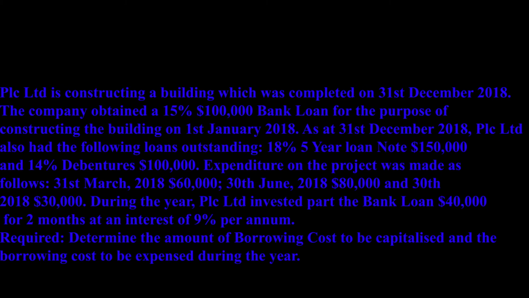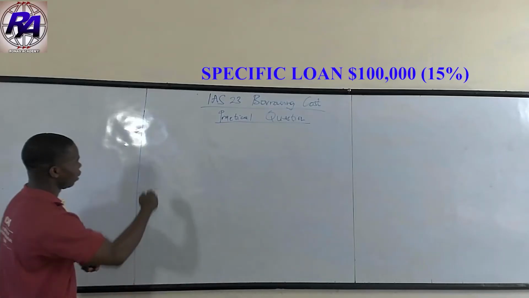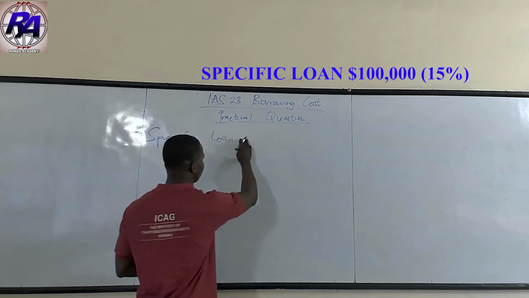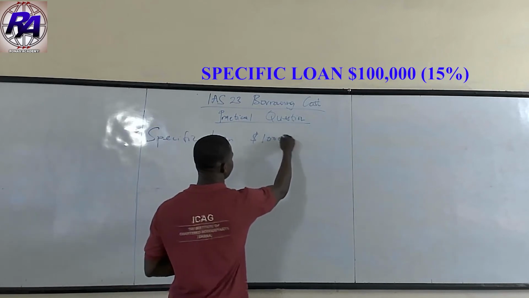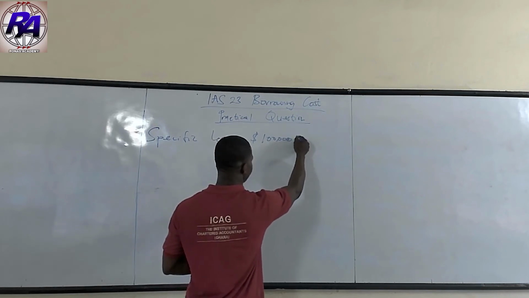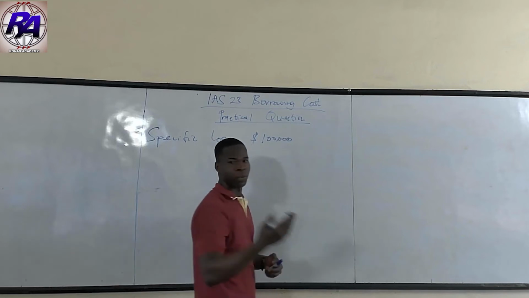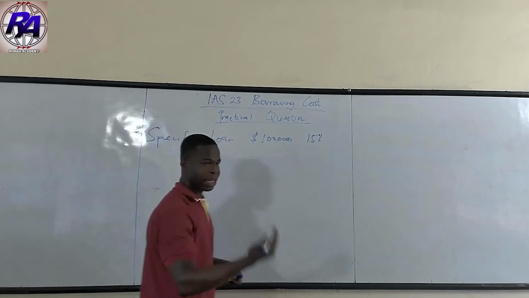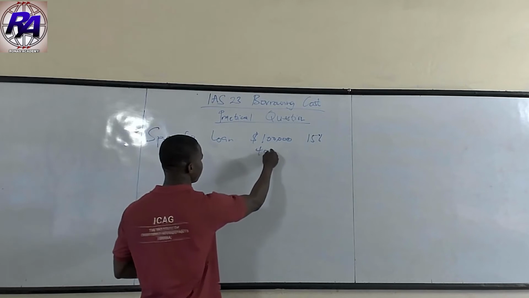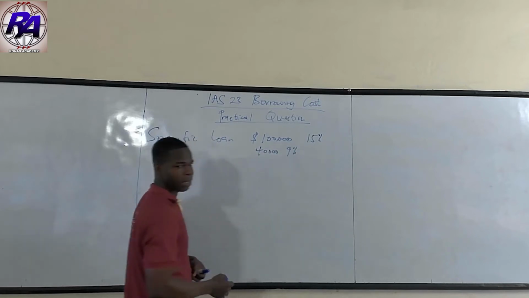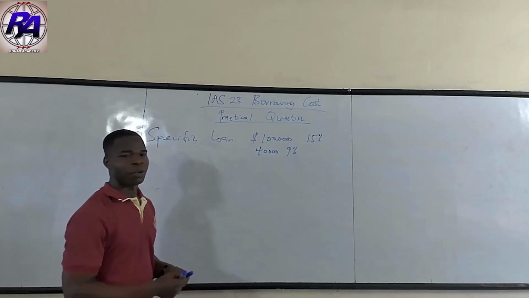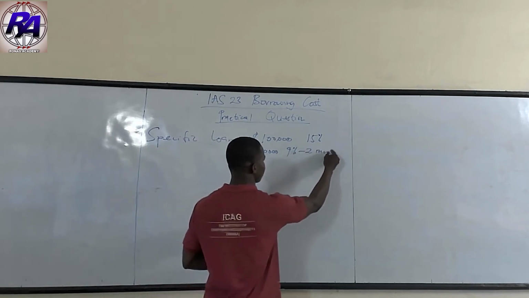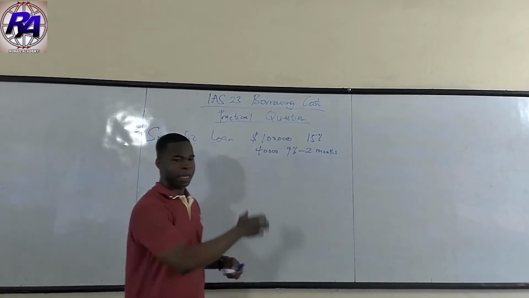Remember that the specific loan was obtained, so we first deal with the specific loan. The amount is $100,000 and the percentage was 15%. Part of this money, which is $40,000, was invested into an investment, and it earns 9%, and it was only for 2 months. That is for the investment income.